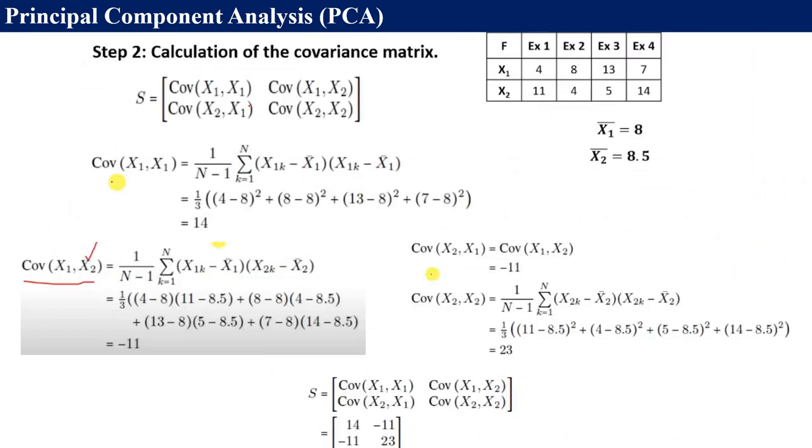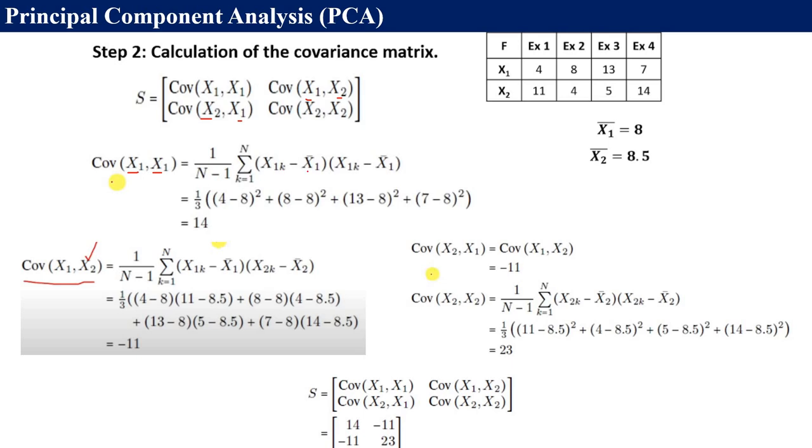The second step is the covariance matrix. The covariance matrix is something like this: x1 x1, x2 x2, x1 x2, x2 x1. Now the covariance matrix for x1 and x1, what is the formula? It is 1 upon n minus 1, times x1 minus x1 bar, x1 minus x1 bar.